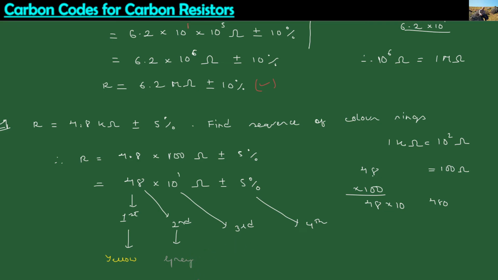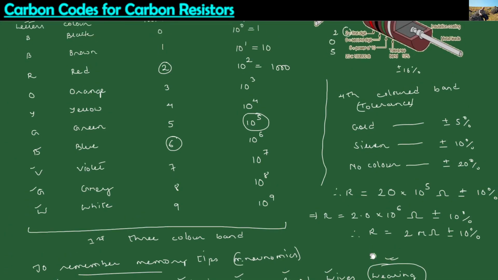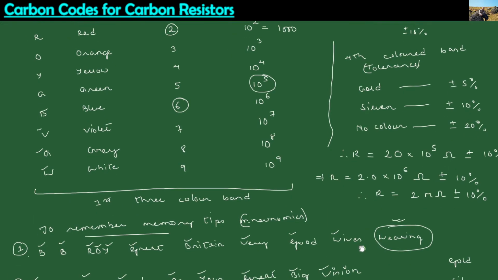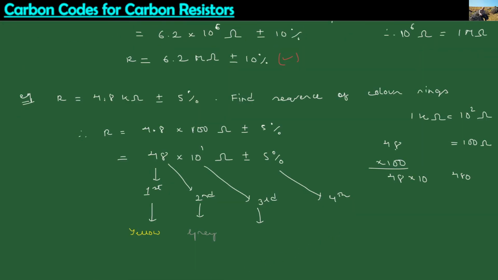And then that value of 10 to the power 1 will be your brown. Let us check from the table. When you look at the table, 10 to the power 1 is brown. So you have to write brown over there. And 5% is gold.